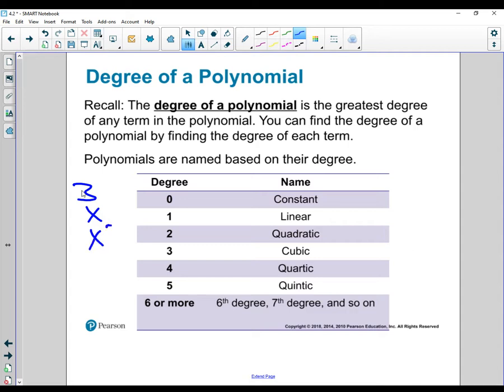If it's to the 2nd degree, it's a quadratic. We know those, right? Quadratic, parabolas, stuff like that. Even though it's squared, it's called a quadratic, which seems weird. That comes from the word square, like quad, square. That's where it comes from. Cubed is cubic. If the degree is 4, quartic. If it's 5th, it's quintic. If it's 6 or more, you just say 6th degree, 7th degree, 8th degree, blah, blah, blah.